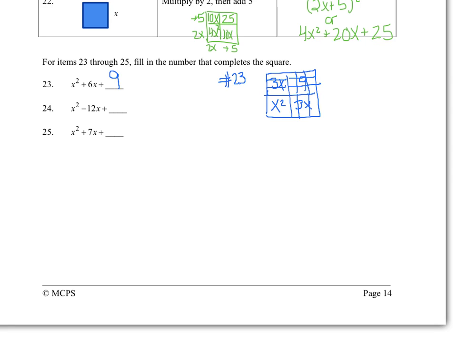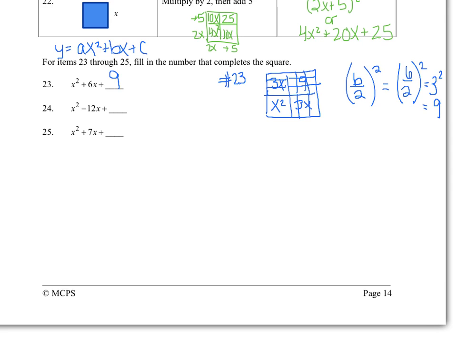Shorthand for this, I would take half of b, so b divided by 2, and I would square it. Well, in this case, when I say b, remember I'm talking about y equals ax squared plus bx plus c. So in this case, I'm talking about 6 divided by 2 squared. Well, 6 divided by 2 is 3, and 3 squared is 9. If I want to take this one step further, I can separate this out and find out what my side lengths are. That's called factoring. So to get this x squared box, I have to have a side length of x times x.